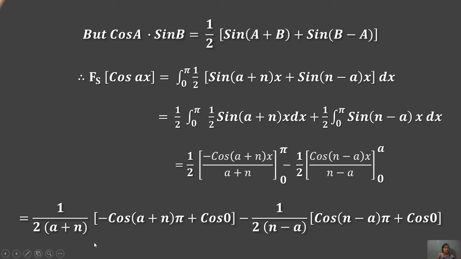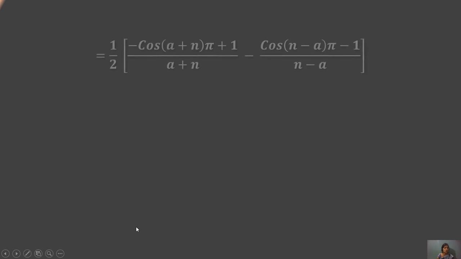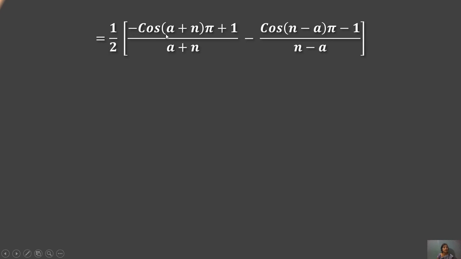Half of a plus n is common, they getting as a value minus cos(a plus n)x pi will be generated, putting the value pi plus cos, considering this value is 0. Same as the condition, half n minus a is common, considering the value (n minus a) into pi plus cos 0 will be generated. Then how to solve? Cos 0 is considered as 1, this is also 1, and another value will be generated to the form for the cancelling: half of minus cos(a plus n)pi plus 1 upon a plus n, minus cos(n minus a)pi minus 1 upon n minus a, this value will be generated.